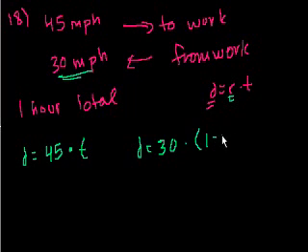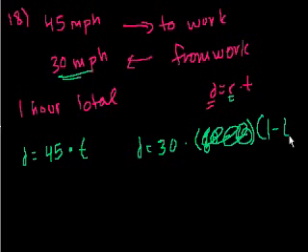1 minus t. Actually, let's do it in minutes. Let's assume t is in minutes. So then 1 hour is 60, right? 60 minus t minutes. Oh, no, actually, I have to stay with hours because these are all miles per hour. So forgive me. 1 minus t, right? Does that make sense? This one I think will make sense to you.